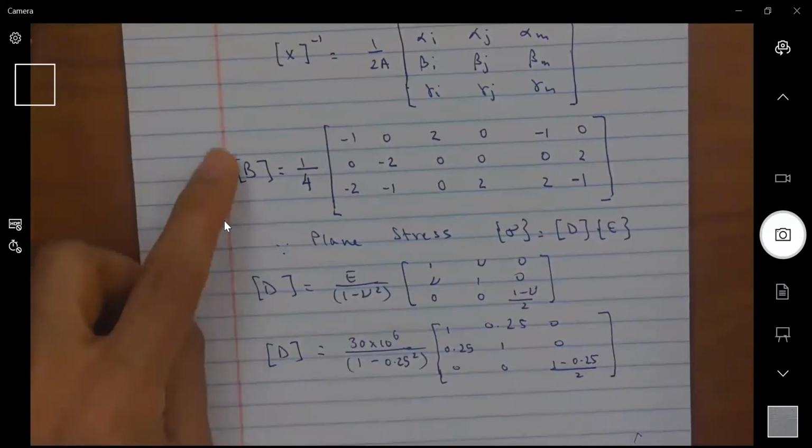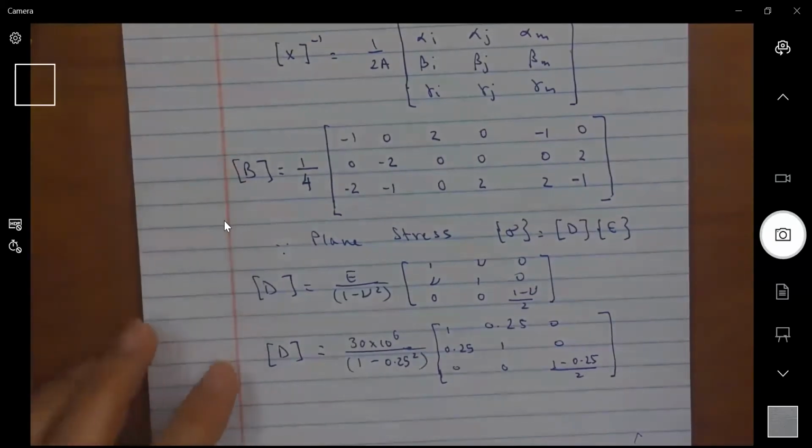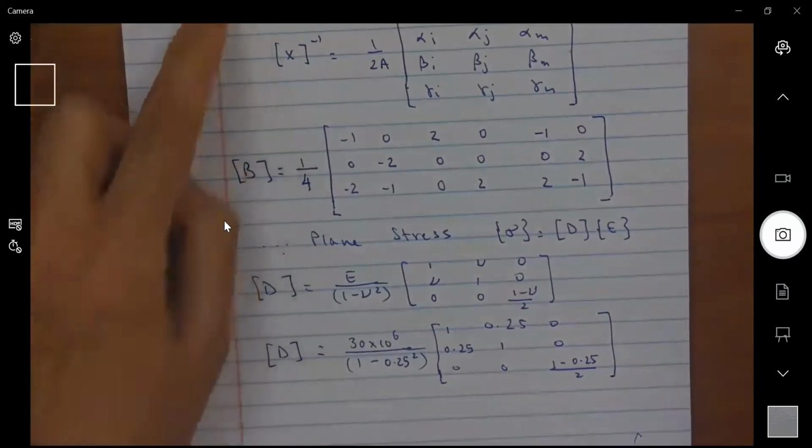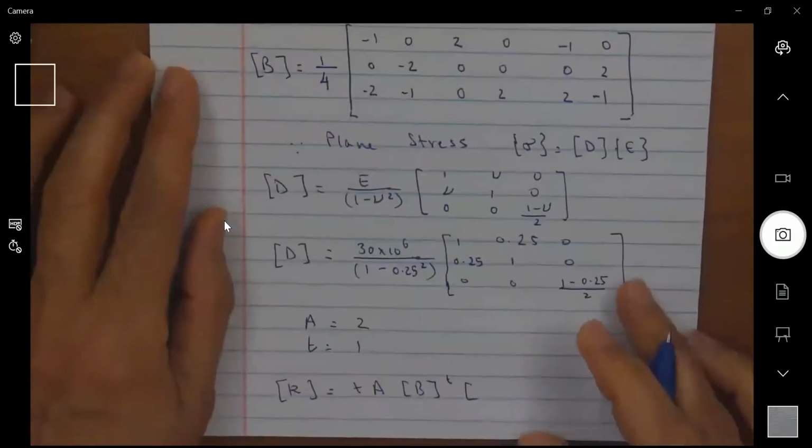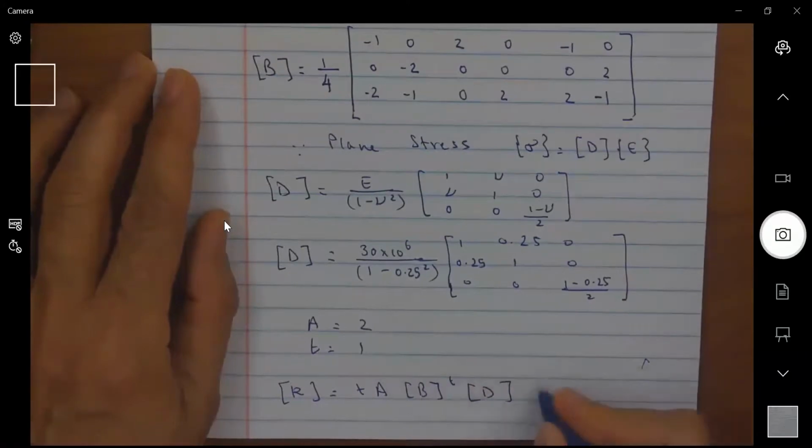So here I have my B and I have my D, and the thickness is given, and we found 2A, so of course A would be equal to 2. The thickness is given as 1. I can solve for K equal to T times A times B transpose times D times B.